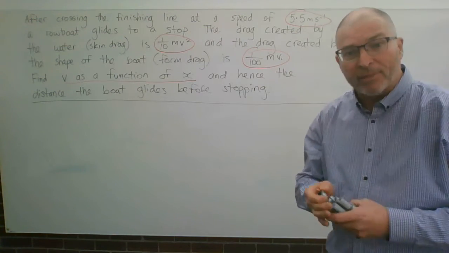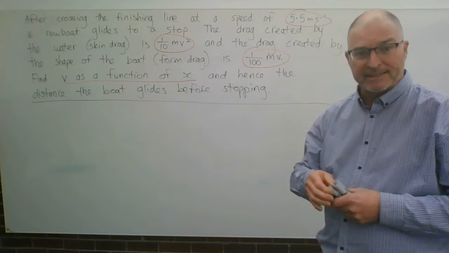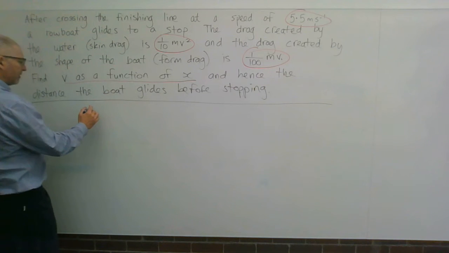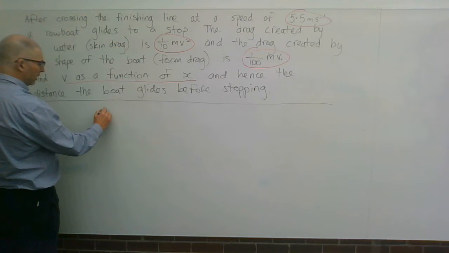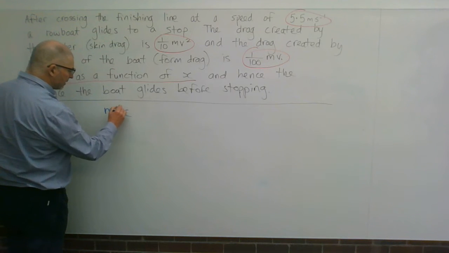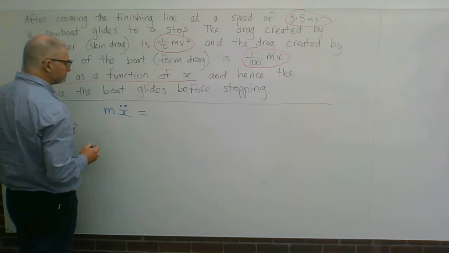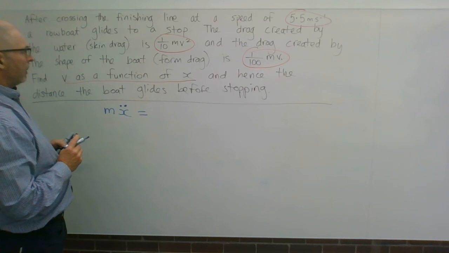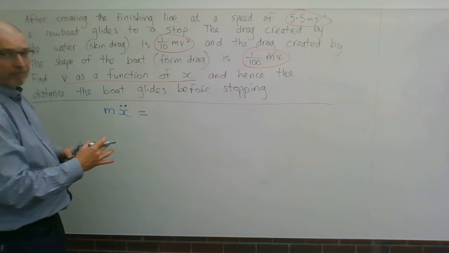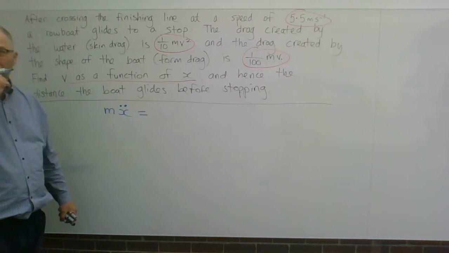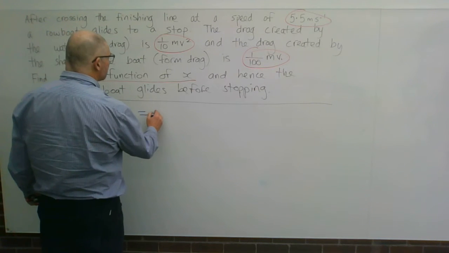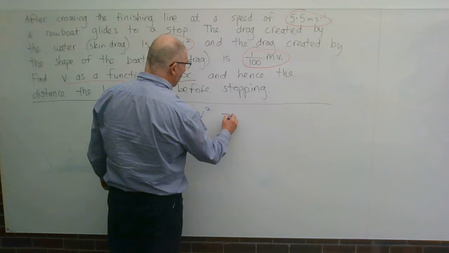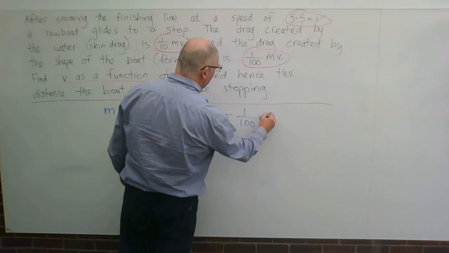Okay, so let's write down the force equation. It's always a good place to start. So the force equation, the forces that are happening, we've got the mass of the boat times its acceleration is equal to the resistance that's happening to it. So we've got minus 1/10 mv squared, and we've got minus 1/100 mv.